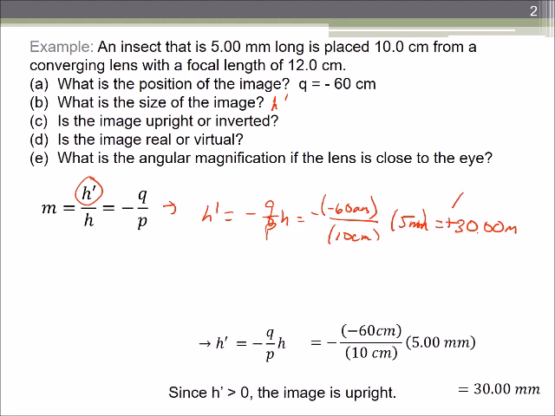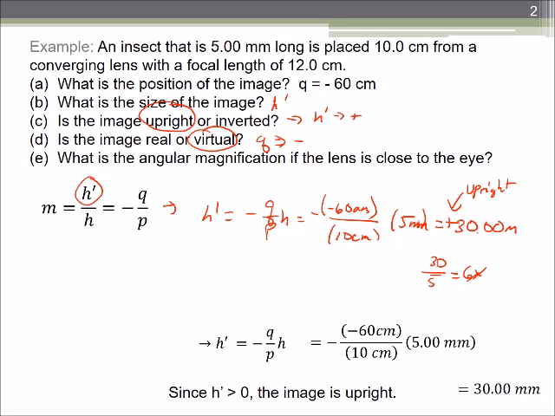Now this is a positive H prime, so this is up. And we could figure out what the magnification is going to be: 30 over 5, so this is going to be a 6x magnification. So it's 6 times farther back, but 6 times bigger, and it's going to be a virtual image, which means it's going to be upright behind the lens. Since we know Q is equal to negative 60, and H prime is positive, we know it's upright, and we know the image is virtual because Q is negative.